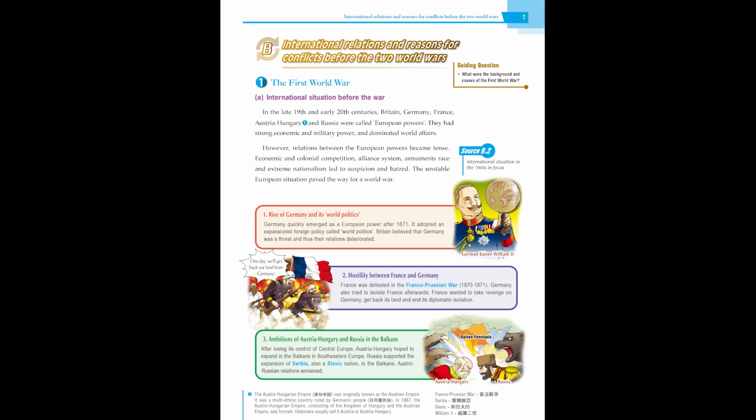1. Rise of Germany and its world politics. Germany quickly emerged as a European power after 1871. It adopted an expansionist foreign policy called world politics. Britain believed that Germany was a threat and thus their relations deteriorated.